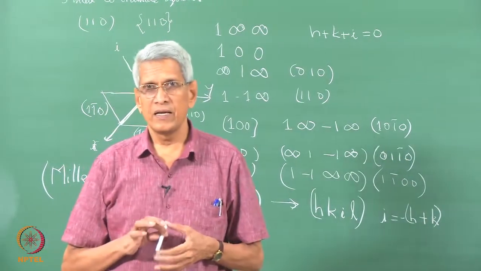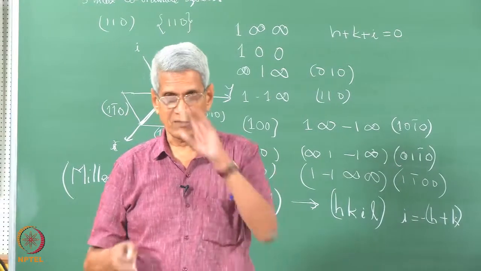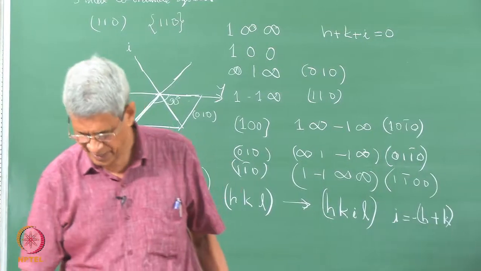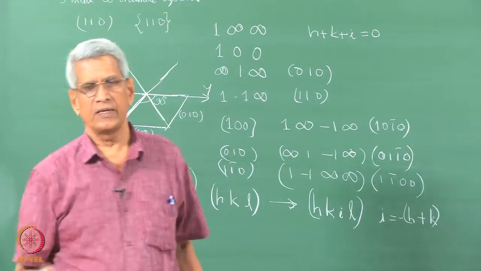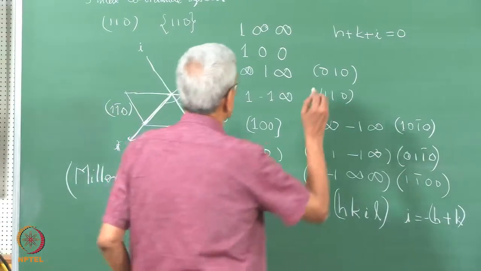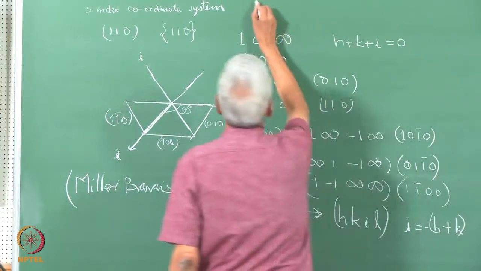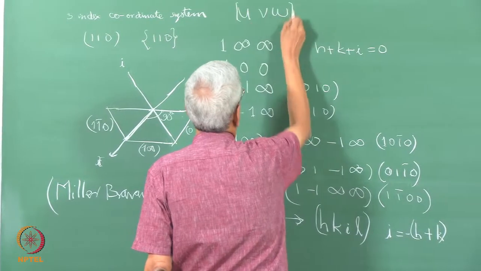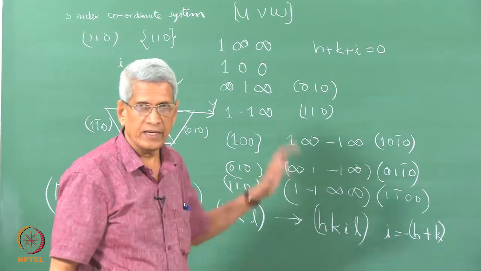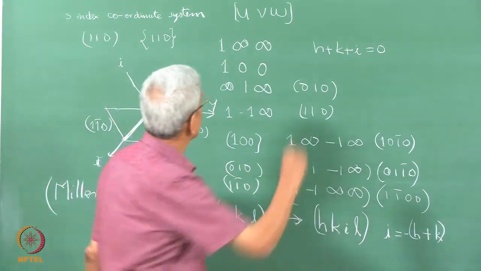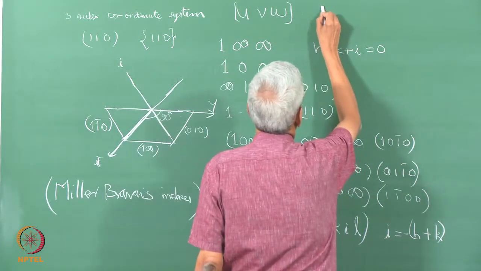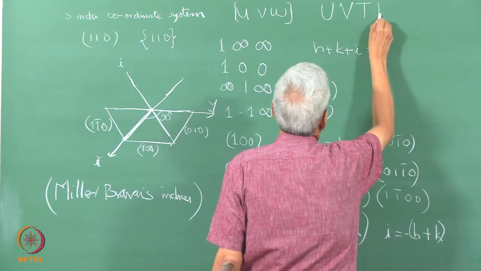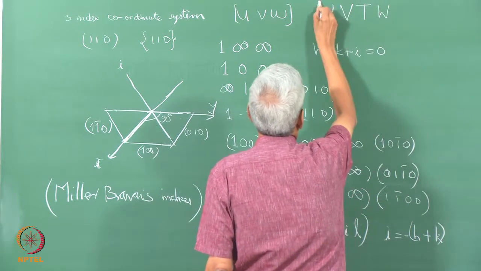Similarly, quite often we have to represent the directions as well. Okay. How do we represent the directions? Generally the indexing used is that u, v, w are the ones we use to represent the indices of the directions in a 3 index system. Okay. In a 4 index system we write it as capital U, V, T and W.